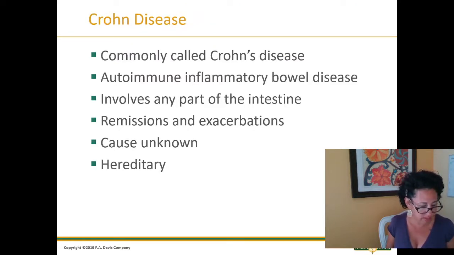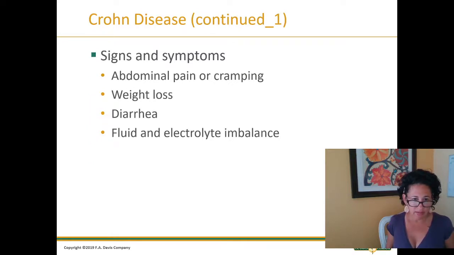Okay, Crohn's disease. We are on page 666. This is an autoimmune inflammatory bowel disease. It is generally seen in families, so hereditary. You can have hills and valleys, so remission and exacerbations, right? When it's active, it will be quite miserable. The patient will be quite miserable. We see abdominal pain, cramping, weight loss, diarrhea, fluid and electrolyte imbalance, very serious.